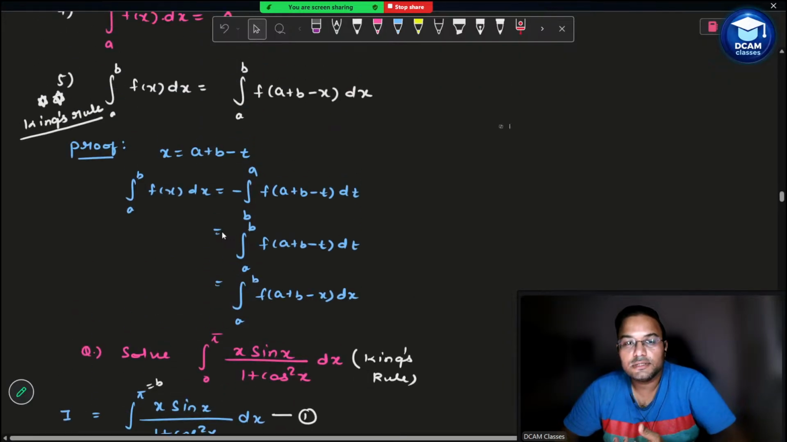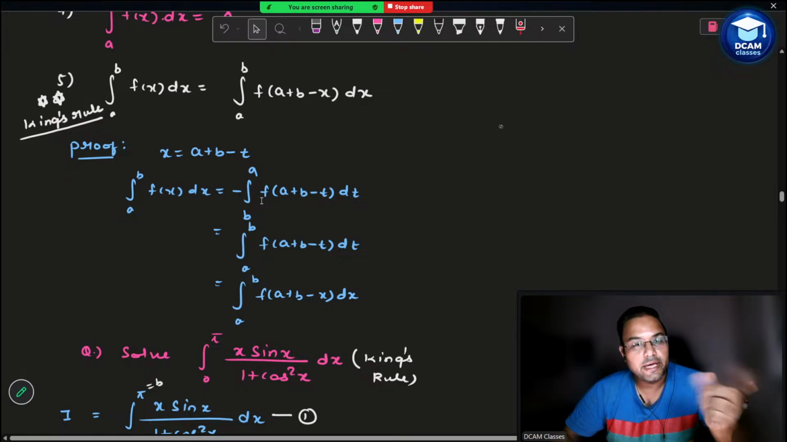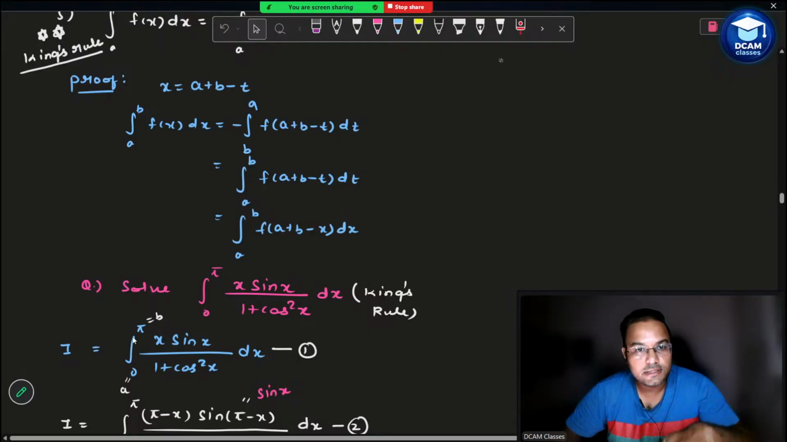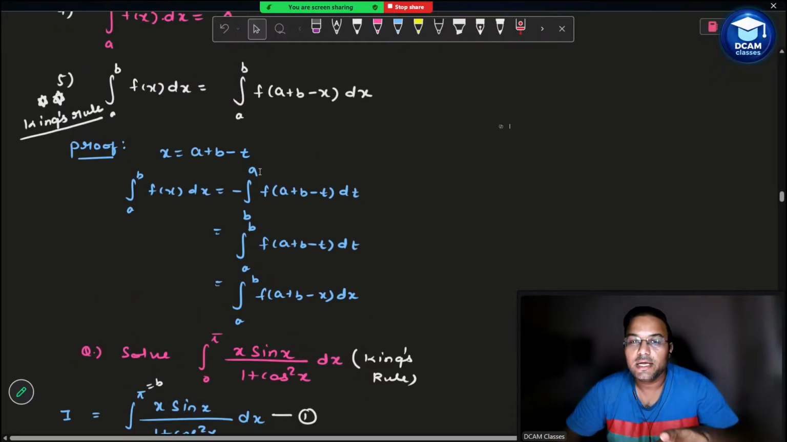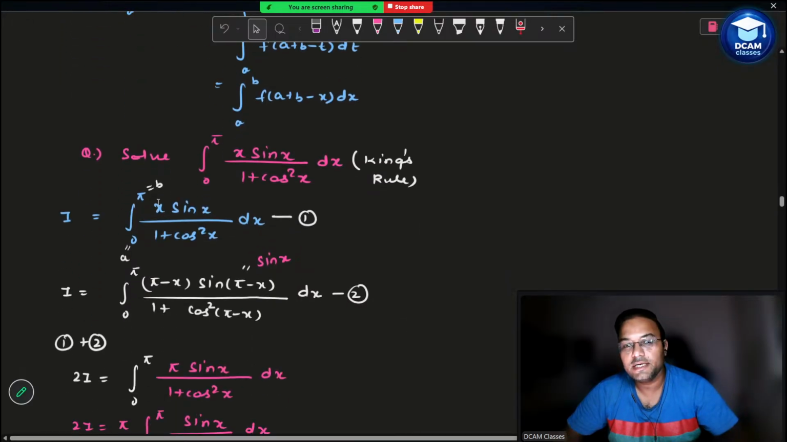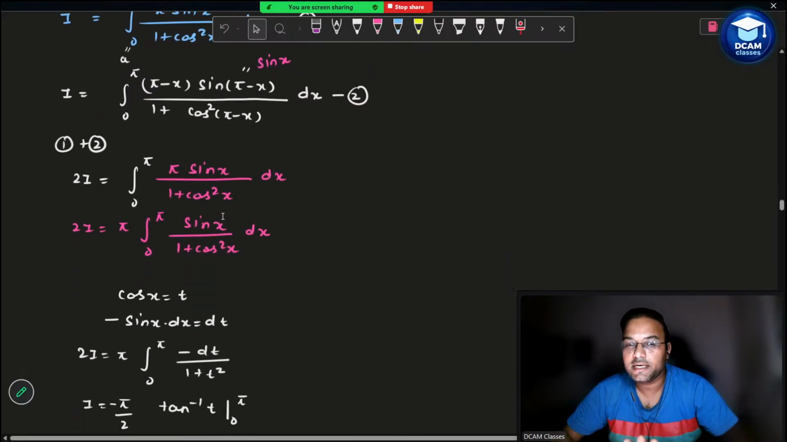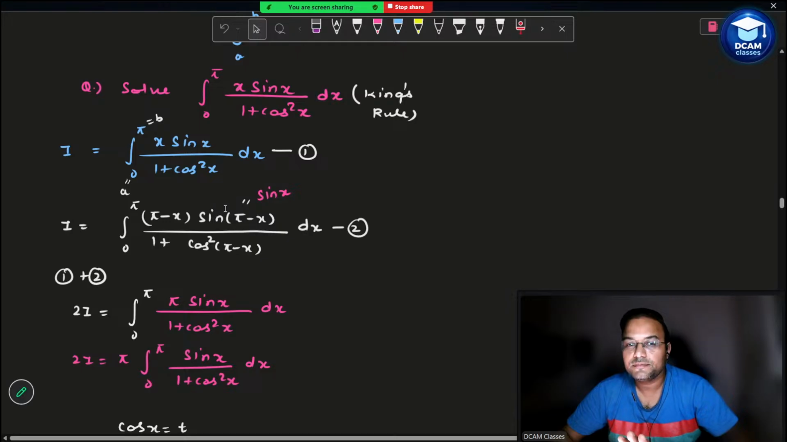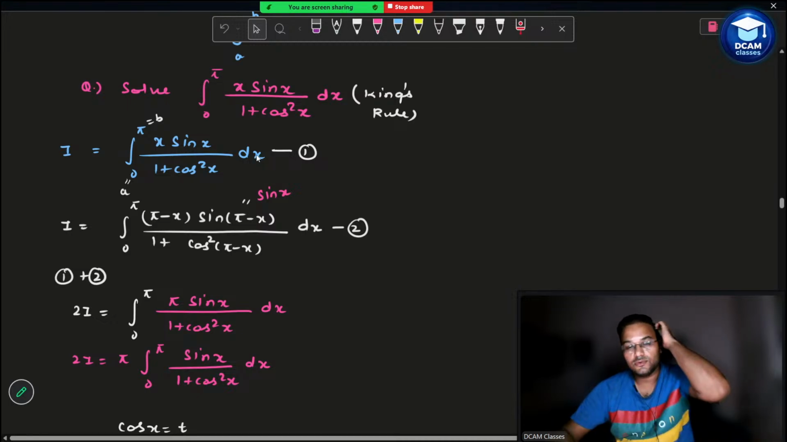Just applying the King's rule does not simplify the problem. You have to add the original value of the function as I and the new one that you have got, the integral a to b f of a plus b minus x dx, both of them, by applying the King's rule. Then you will get an integral which can be easily integrated. This question Haripriya has already done. What I want Samrudh, you just watch it and see how we have applied the King's rule.